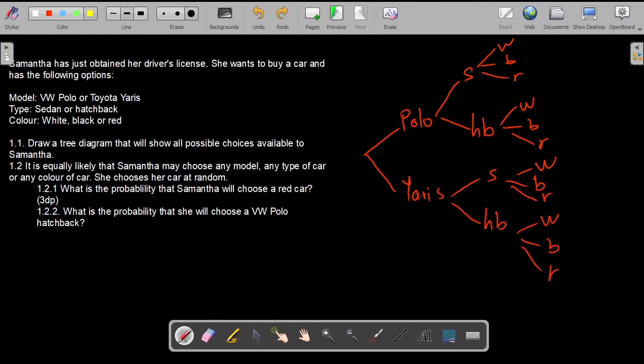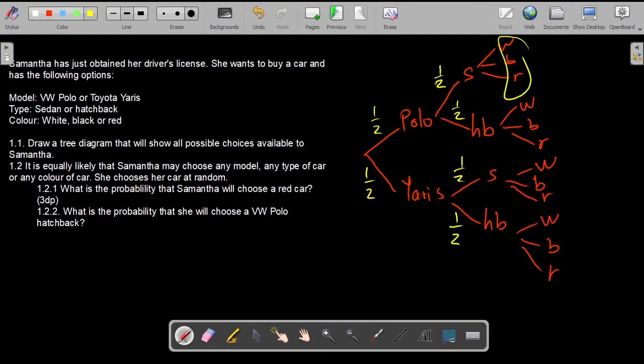And once again, just to complete this, we have to write our probabilities, and we aren't told anything about the distribution of the probabilities. So we can always assume that they are evenly distributed, which means we can have 1 over n, where n is the number of options. So first of all, we have two options, a Polo or Yaris. So 1 over n will be 1 over 2 for the probabilities. Then we can choose a sedan or a hatchback, and that is two options again. So we have 1 over n again, which is 1 over 2. The same applies over there.